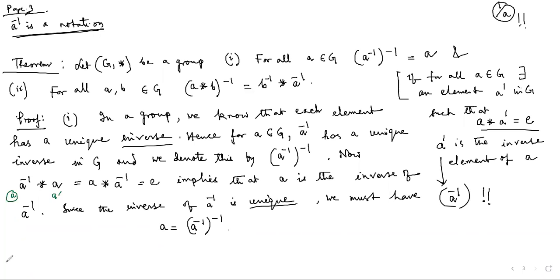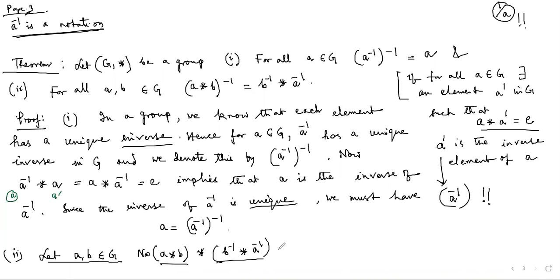The second result, number 2: let A, B belonging to G. Now I'm writing A star B. Let us operate B inverse star A inverse, and let us take a binary composition of these two terms, and let's see what is happening. Okay, this you can say is a trick I'm making over here. So I am taking B inverse, I am taking A inverse, I am considering their binary composition, and this binary composition is being composed with A star B.